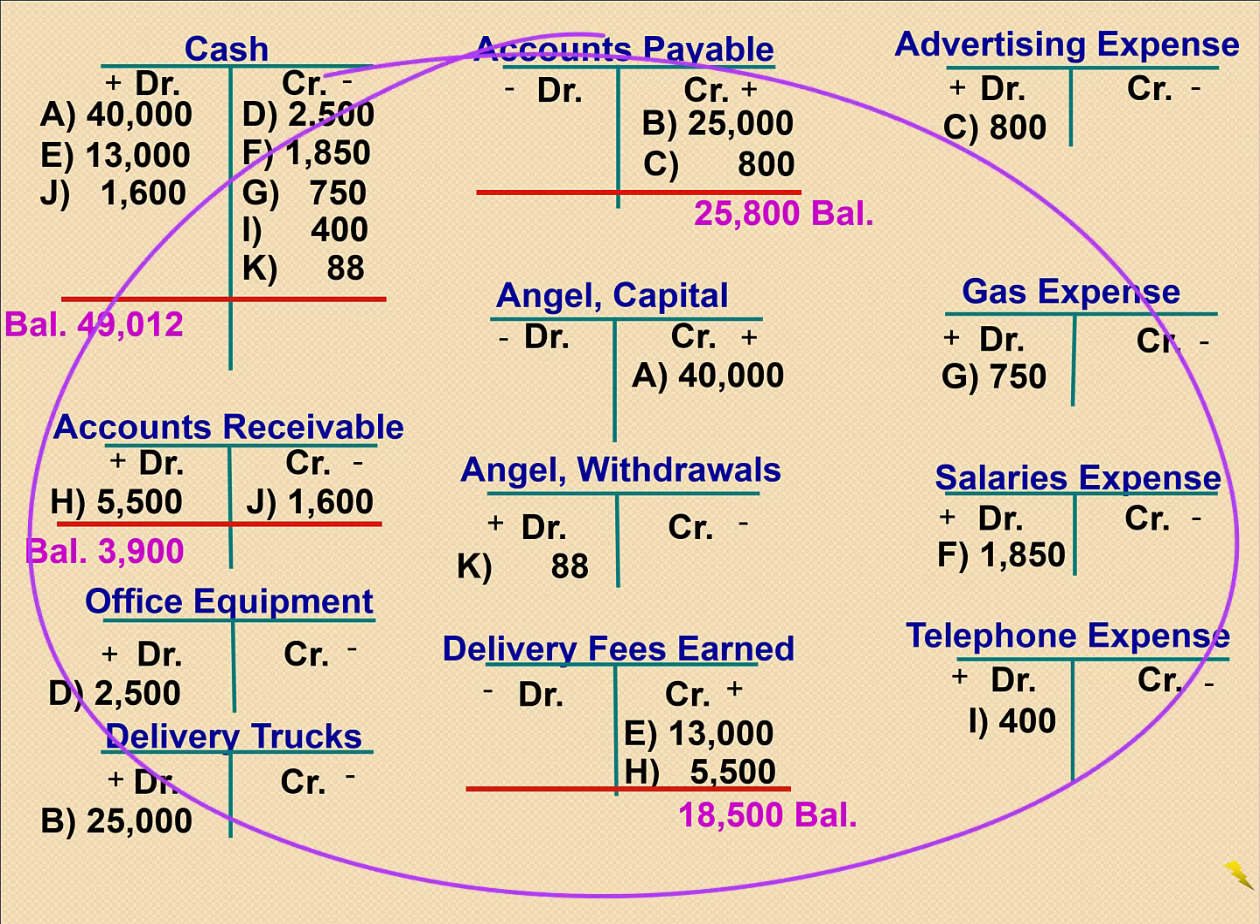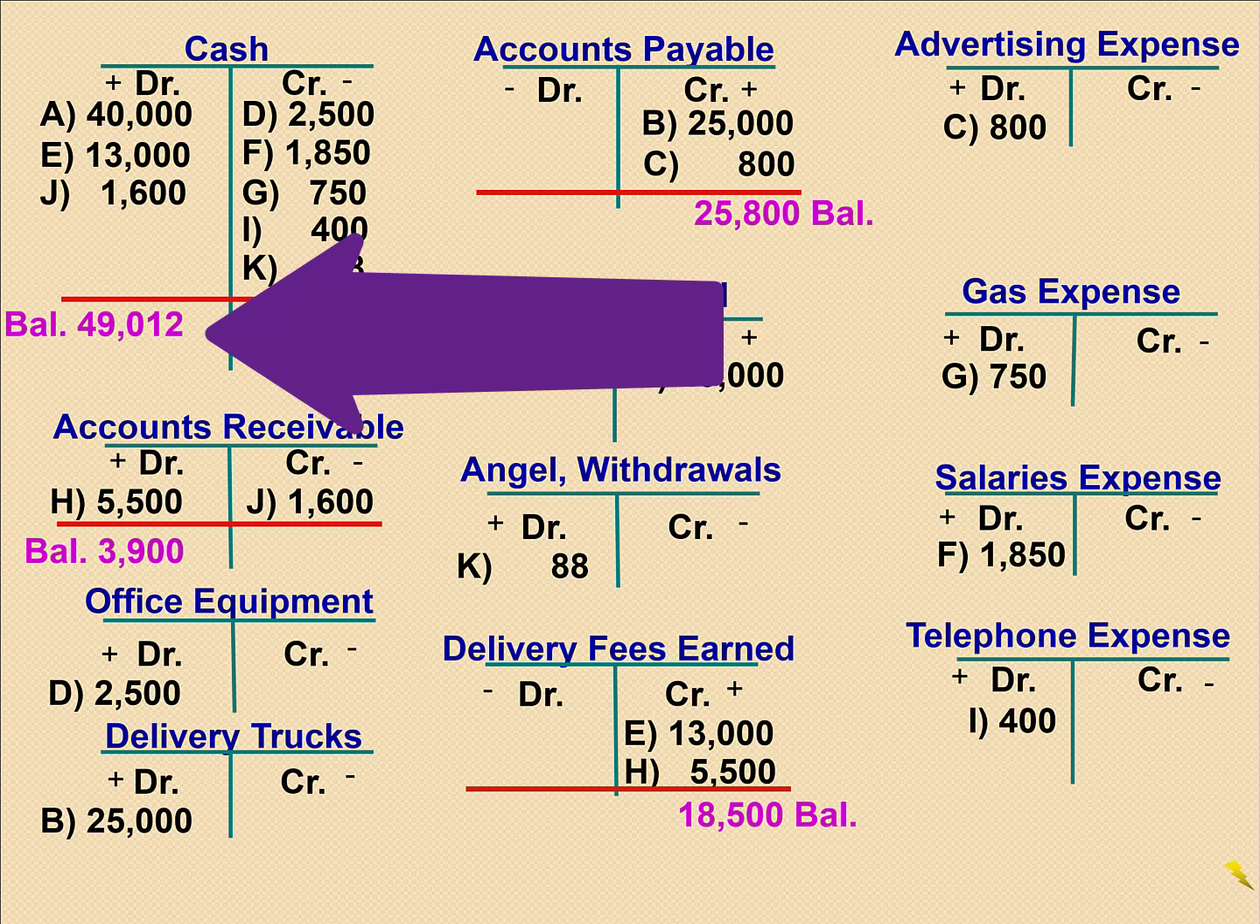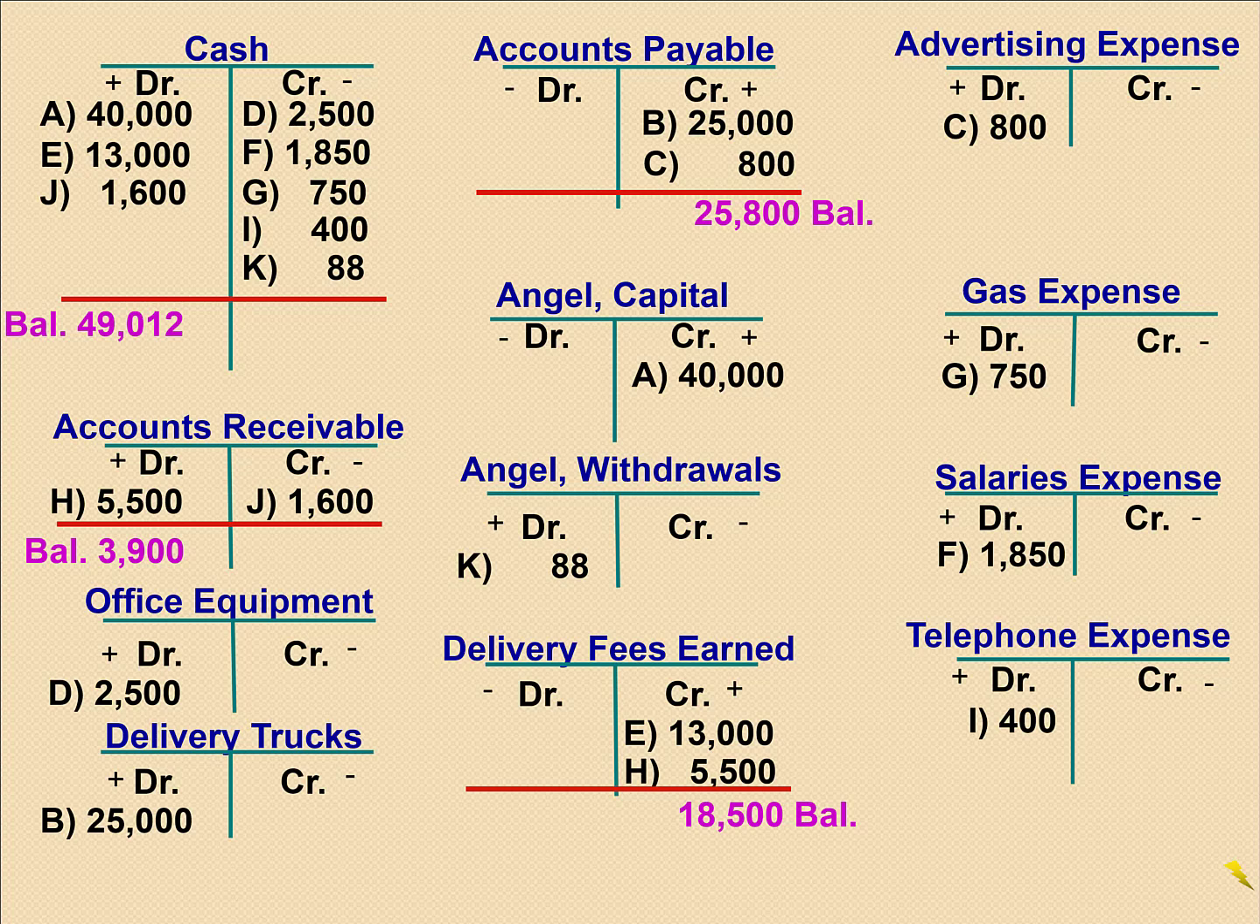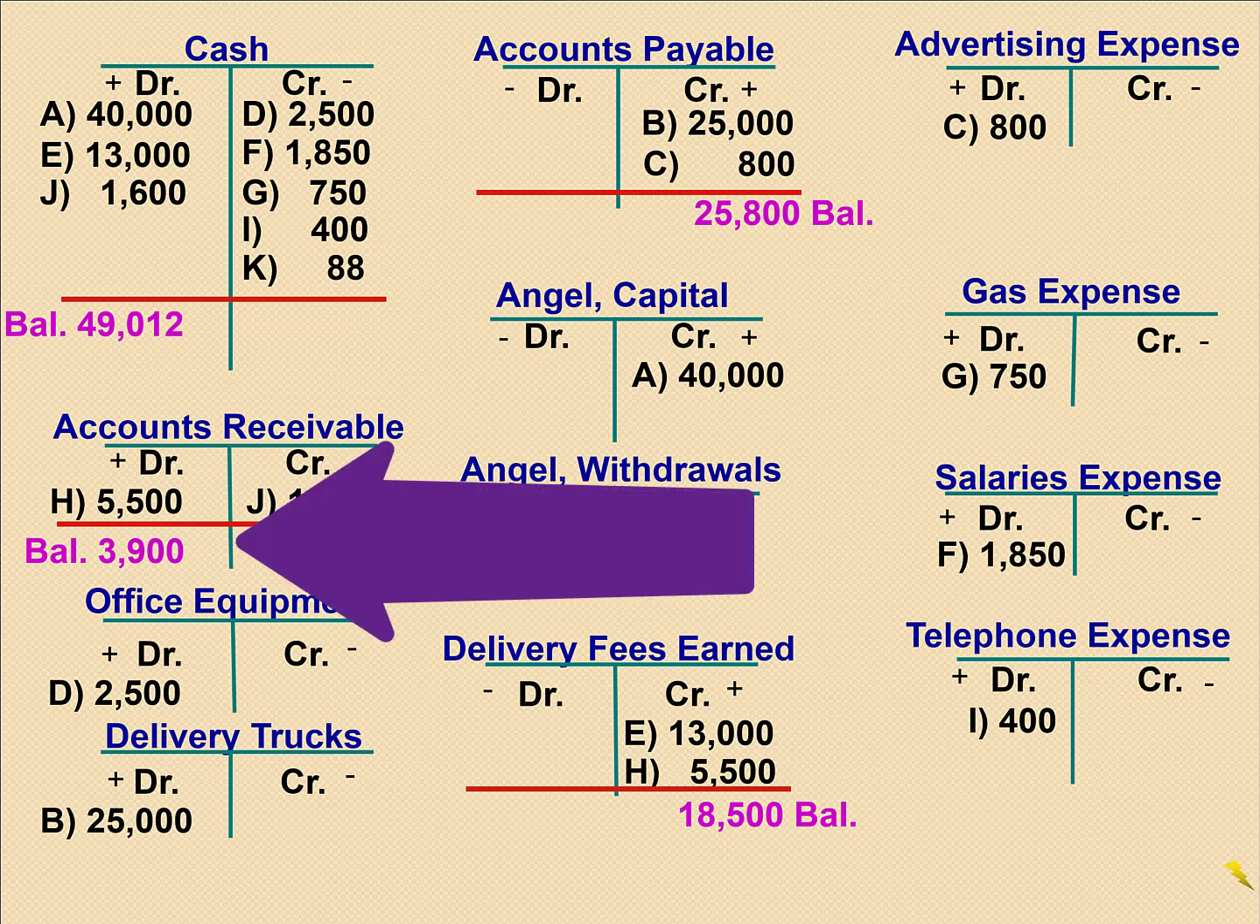So this is the solution to the ledger. So make sure, before you hand in this assignment, make sure your ledger looks like this. So again, remember the reason we have the ledger is so we know how much our balances are. So let's say your boss comes to you and says, well, thank you for letting us know that we've got $49,012 of cash. But how much do our customers owe us? Well, that's accounts receivable, balance of $3,900.